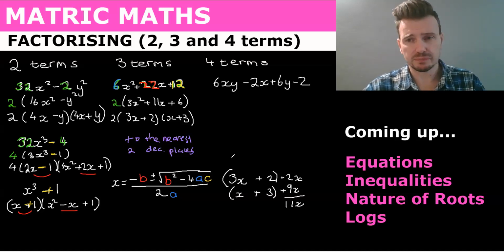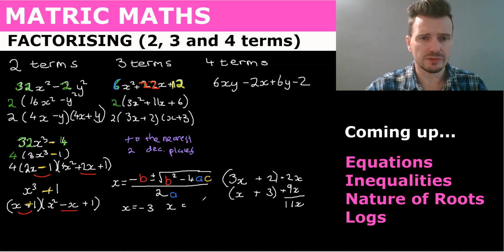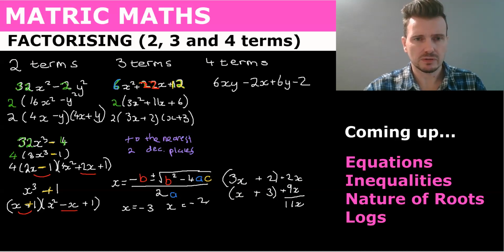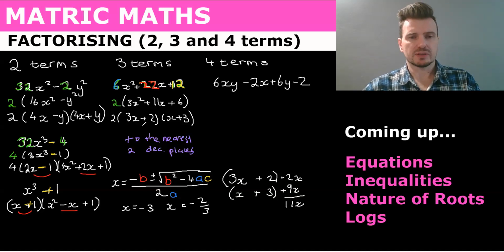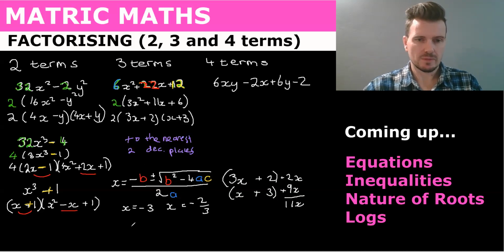Now, for this, I would get the following answers. I would get x equals negative 3 and x equals negative 2 over 3. And the reason I get that is because these brackets, if you were to make them equal to 0 and you solved, the signs would change. So once I've got this answer, if I'm wanting to factorize, I still have to take the 2.